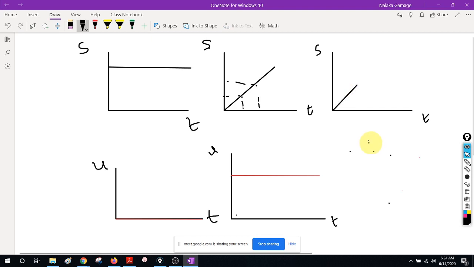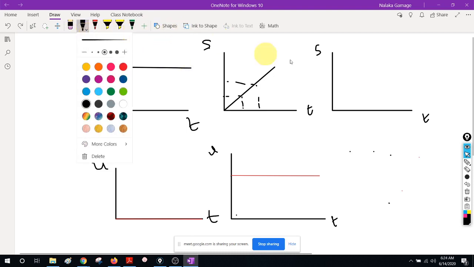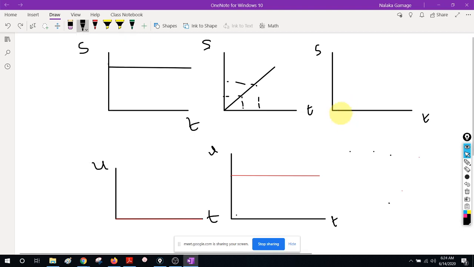Then let's do something like this. He is initially going to do some acceleration now. So let's do something like that. He is going to do something like this, up to this point. Then he is going to move at that same speed.